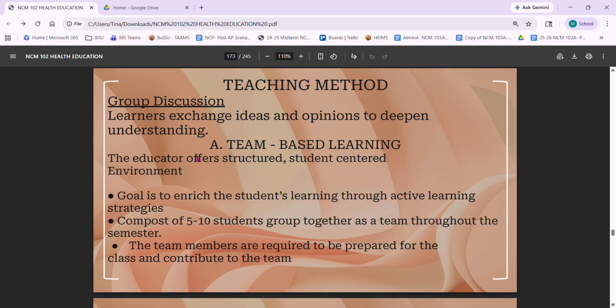So, when you say team-based learning, the educator offers a structured, student-centered approach. Okay? Yung approach natin dyan, yung environment na binibigay mo. So, the goal is to enrich the student learning through active learning strategies. Usually, kapag team-based, nagko-compose siya ng 5 to 10 persons, okay? I-group nyo together. Then, team members are required to be prepared for the class and contribute to the team. Okay? So, that is team-based learning.